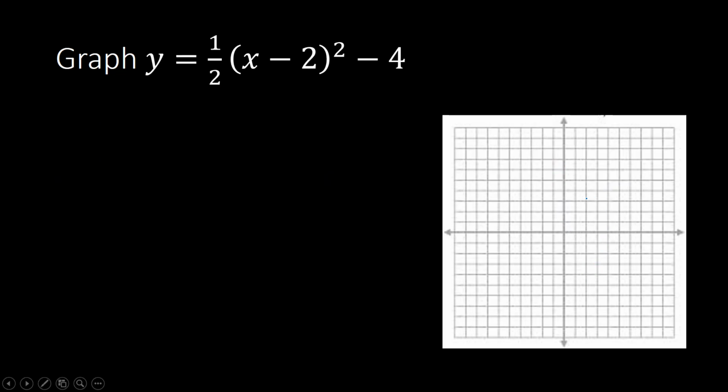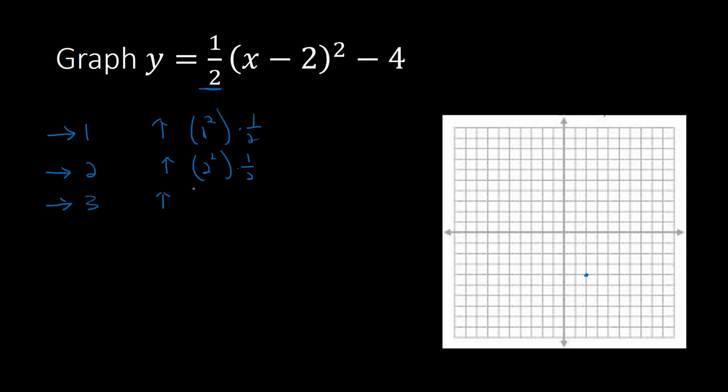And then one more, if it was 1/2 in the front, same thing. I know the vertex was over 2, down 1, 2, 3, 4. The 1/2 means if I go to the right 1, I go up that 1 squared times that 1/2. That's right here in the front. If I go to the right 2, I go up 2 squared times 1/2. If I go to the right 3, I go up 3 squared times 1/2.